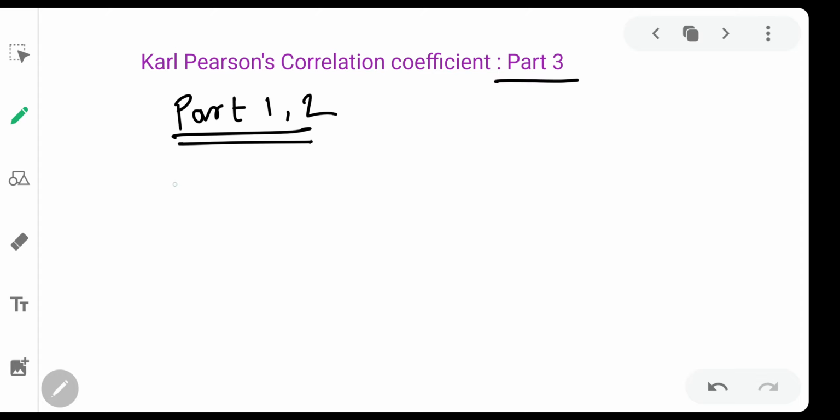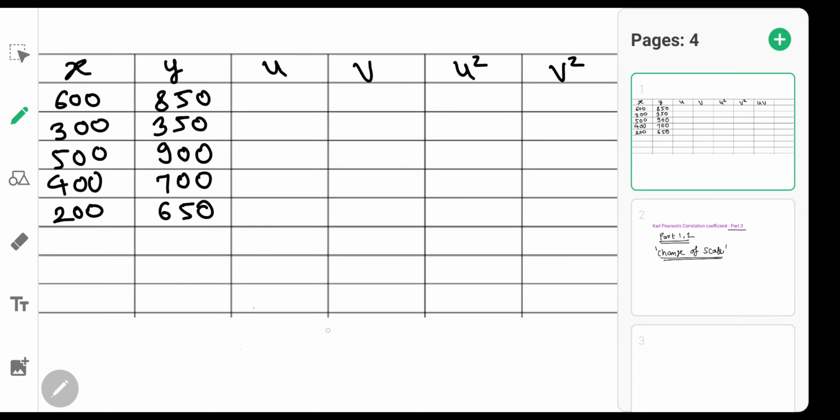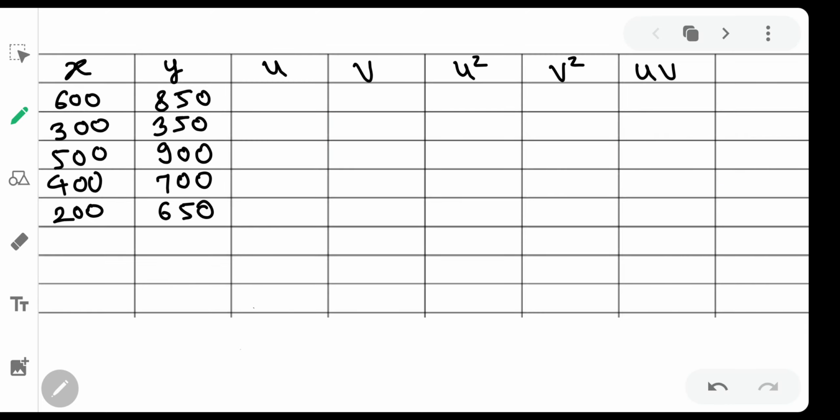Now part 3 totally deals with change of scale. Why is there a need of change of scale? We are going to see a sum and understand for ourselves. Over here the sum is given with the values of x as 600, 300, 500, 400, 200. These are very big values, and y is 850, 350, 900, 700, 650.